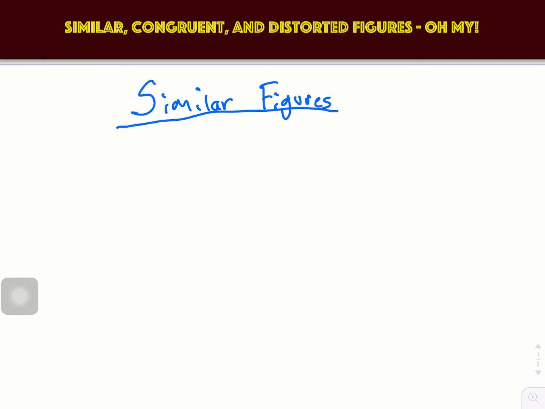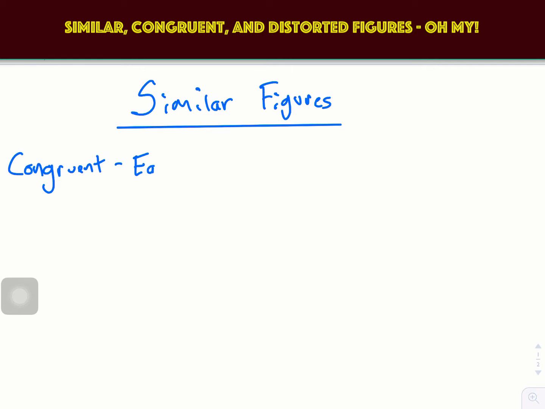And this lesson is going to be focused mostly on if you're given two objects, if the figures are similar, if they are not similar, and if they are, a new word, congruent. And congruent actually means equal, and similar is same shape, different size.